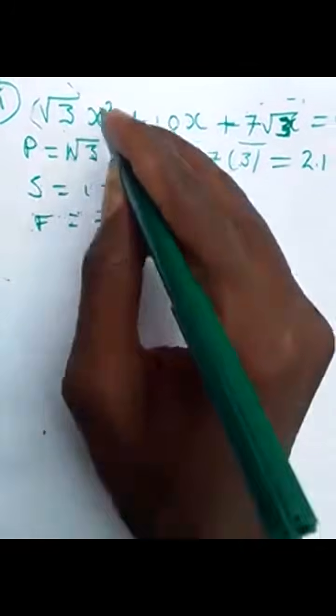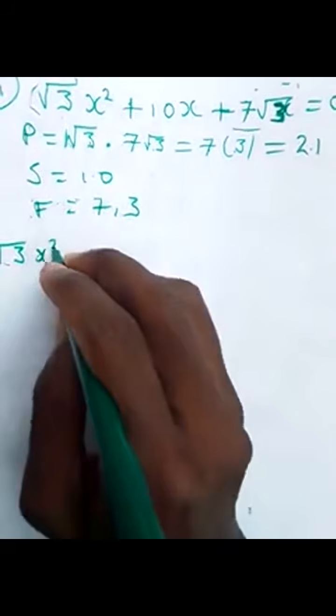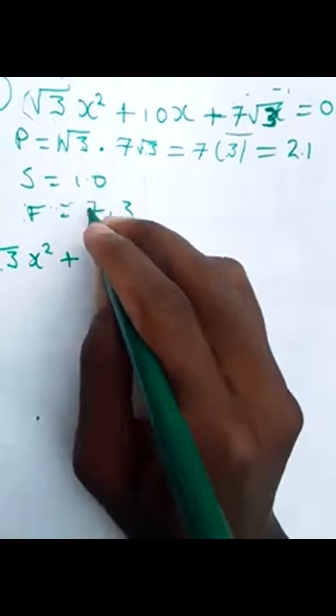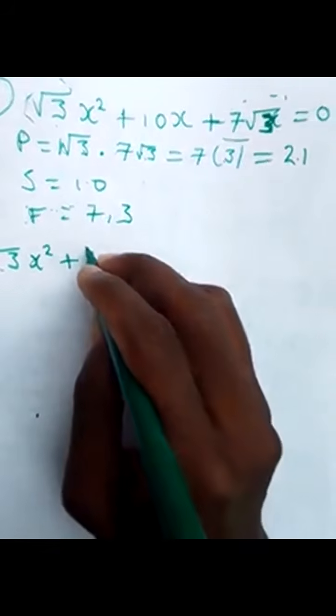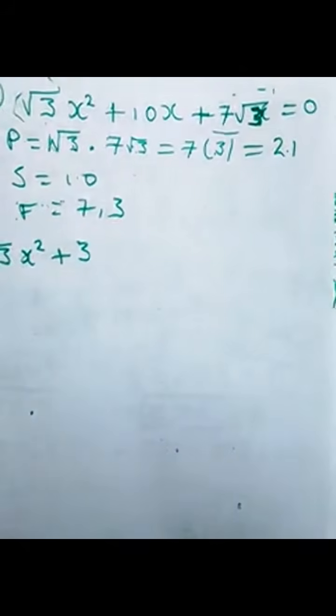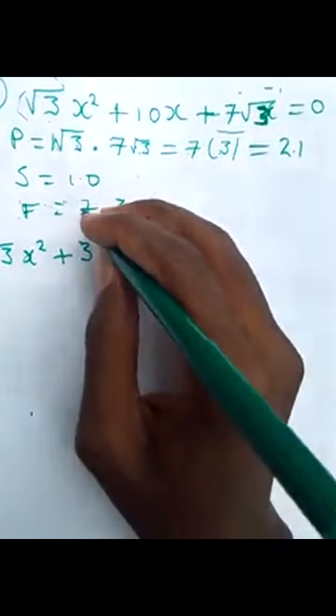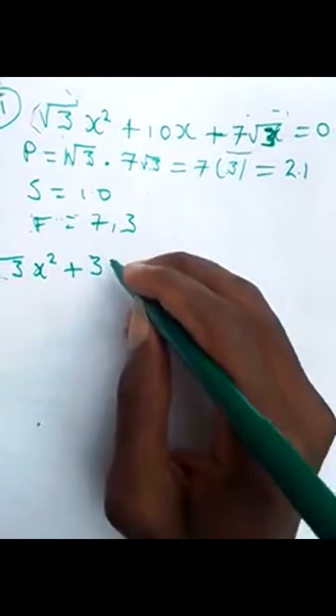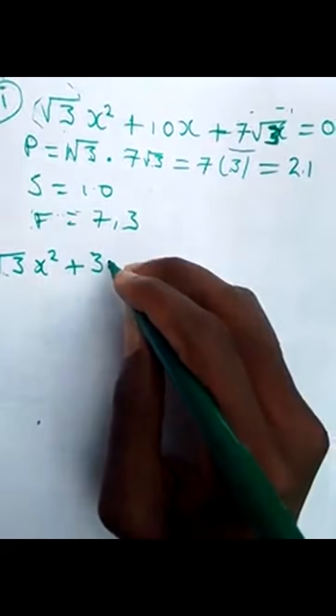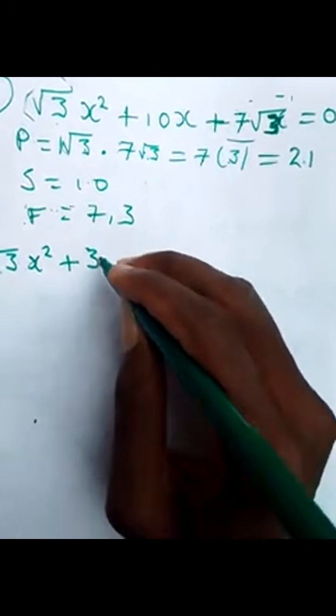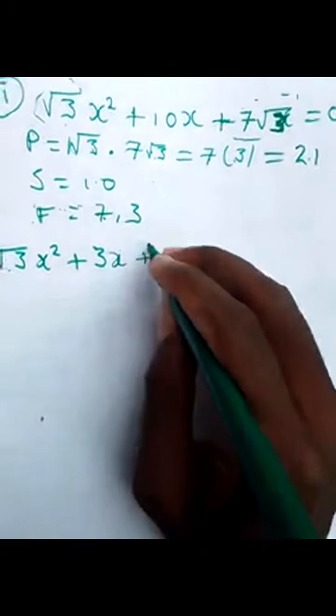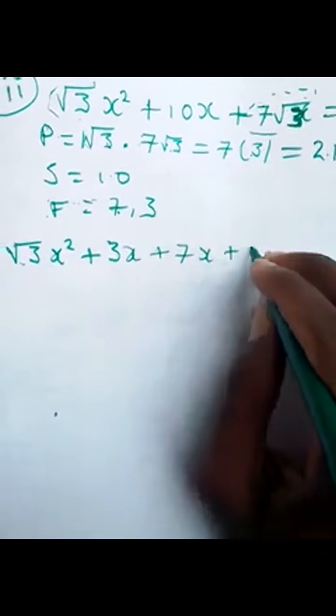So likewise, I'll say square root of 3, then plus one of my factors. Let me get 3, just get any. And this method actually works like, even if you start with 7, you still eventually get the same values of x. Okay, so I'll say 3x plus another factor 7x, then plus this one here, which is plus 7 square root of 3.